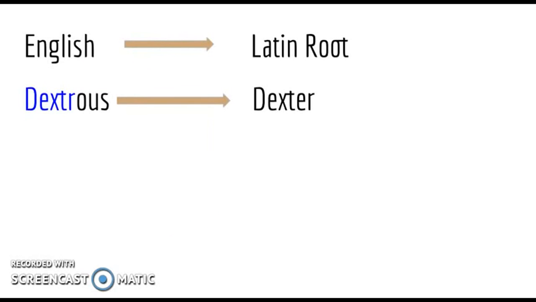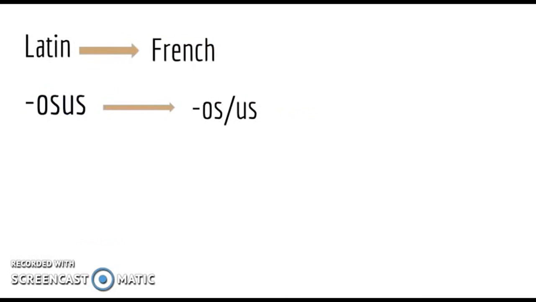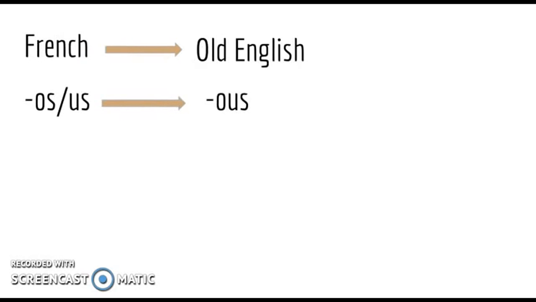The dexter part of dexterous came from the stem of the Latin word dexter. The ous suffix also comes from Latin. It originated from the Latin suffix osus, which could be used to form adjectives. When the suffix was adopted into French, it became shortened to simply os or us. At the time, the suffix was pronounced with a long u. In Old and Middle English, that vowel was written ou. Therefore, it came to be spelled as ous in English.